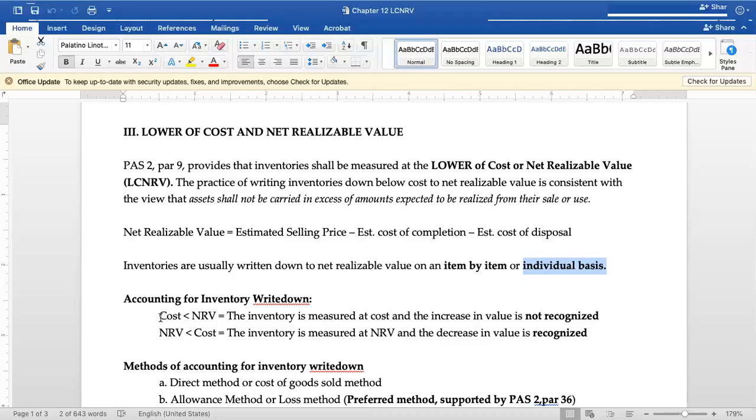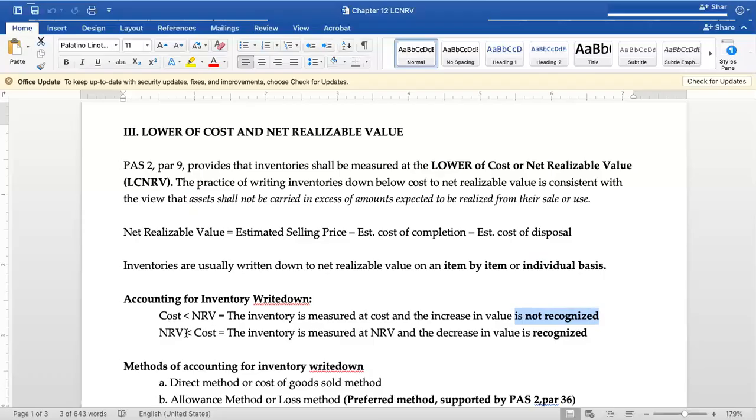So if the cost is lower than the net realizable value, then the inventory is measured at cost because again it is lower, and the increase in value is not recognized. So therefore, the increase or the difference between the cost and the net realizable value, if lower ang cost, is not recognized. So therefore, we measure the inventory at cost because lower ang cost.